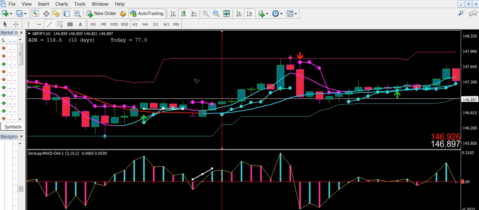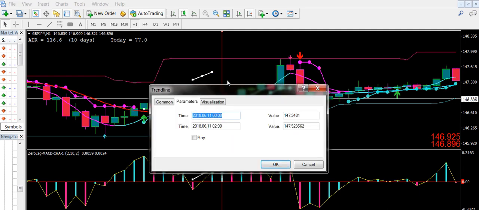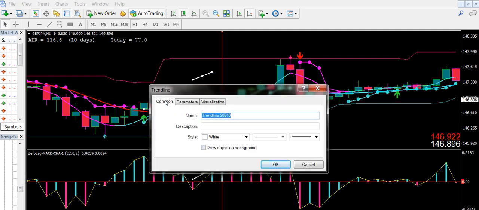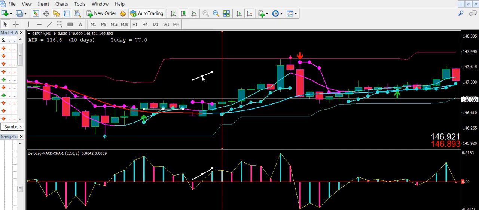This is how my trend line looks. Right mouse click on it so you can see the properties. So the ray is unchecked, and I have it white, just a little bit stronger so I can see it. But the trick is that the ray is unchecked, so this makes it short, and of course you can move it around however you want.